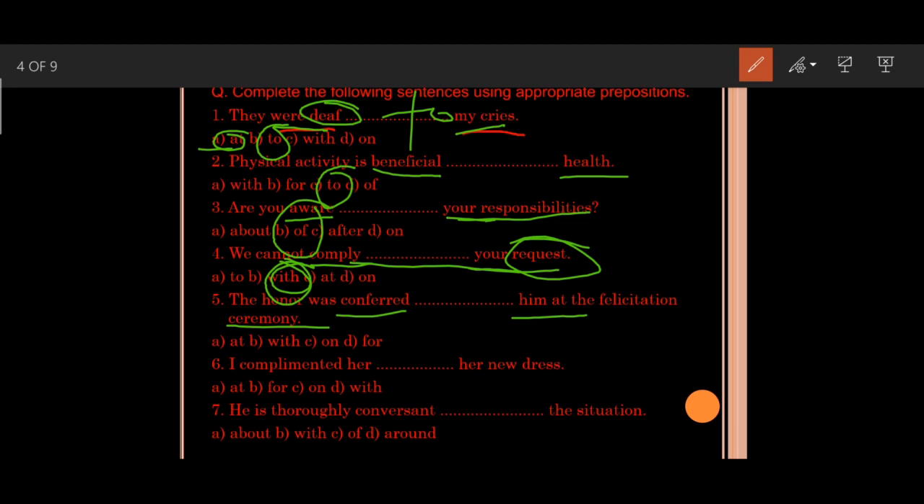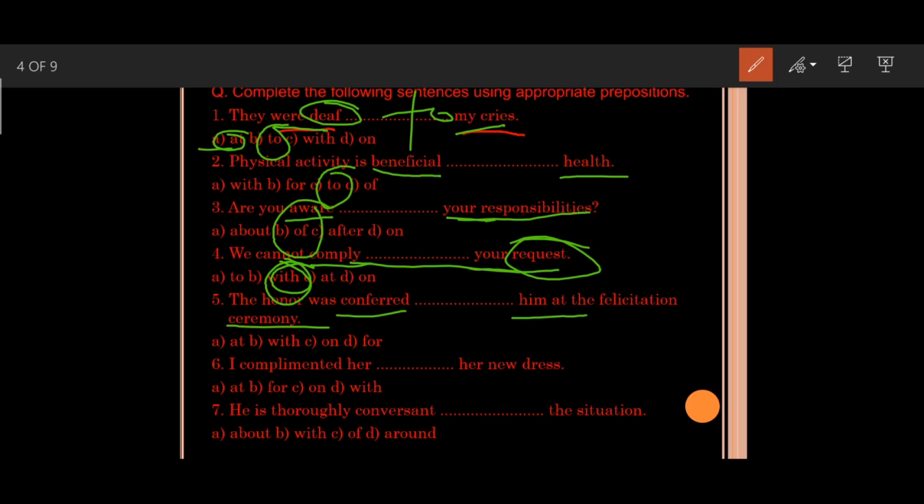Simple, done. Next, the honor was conferred dash him at the felicitation ceremony. Now whenever someone is getting awarded, whenever someone is getting prizes like the Nobel Prize, Oscars and all that, here the sentence is saying honor was conferred. There is another word for conferred, it's called bestowed. The honor was bestowed upon him. When we are using the word bestowed, it's bestowed upon him. So bestowed is here replaced with conferred.